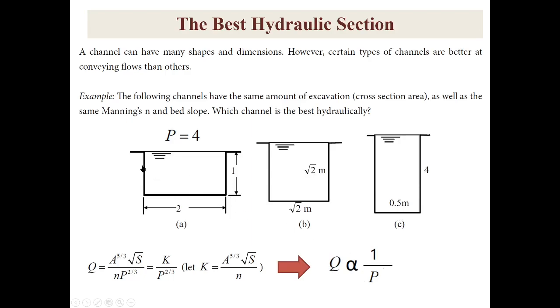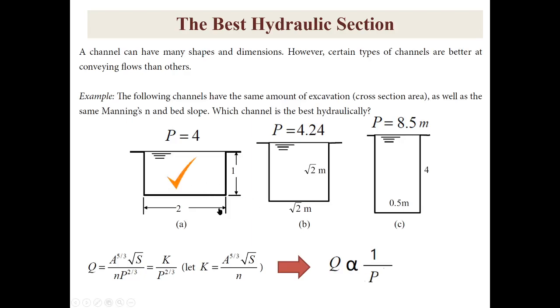So the wetted parameter is the summation of the sides and bed. Here, the wetted parameter equals 4. Here, you should sum these three sides, which gives you 4.24. And in this cross-section, the wetted parameter equals 8.5, which is 4 plus 4 plus 0.5, 8.5. Now, I think you can guess which of these sections is better than the others. Here, better means the cross-section which conveys more discharge.